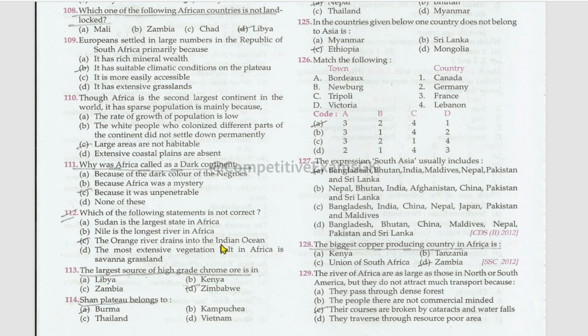Which of the following statements is not correct? The Orange River drains into the Indian Ocean. No, this is false. The Orange River drains into which river?